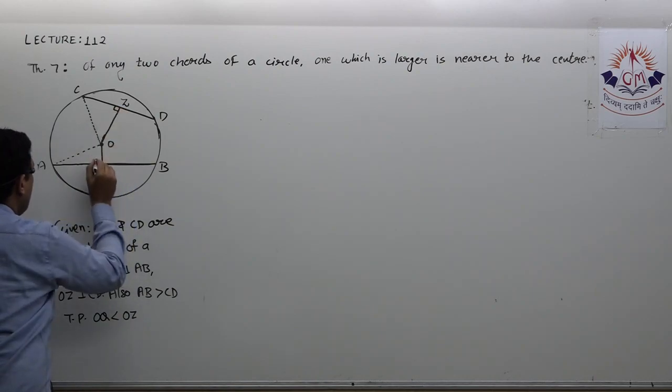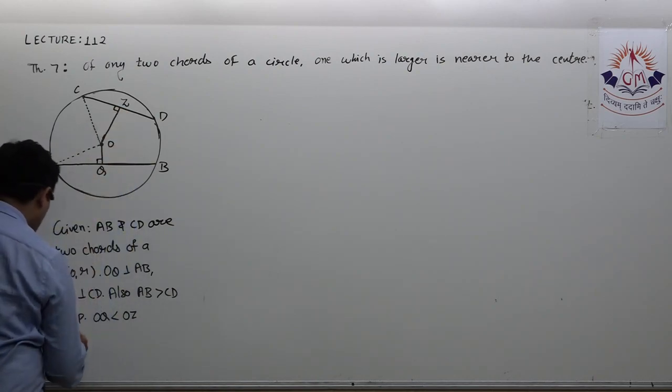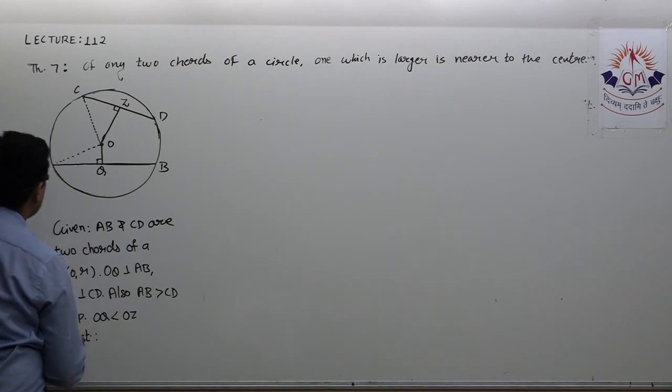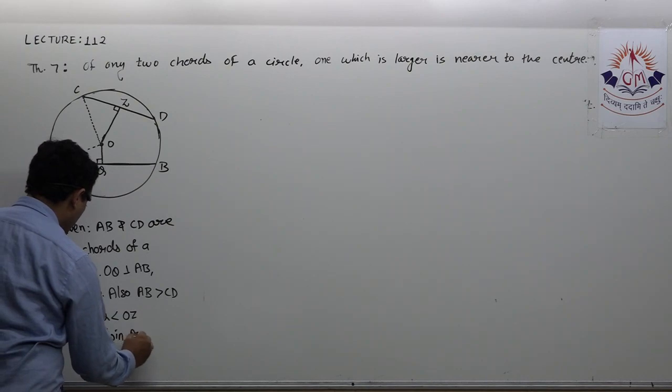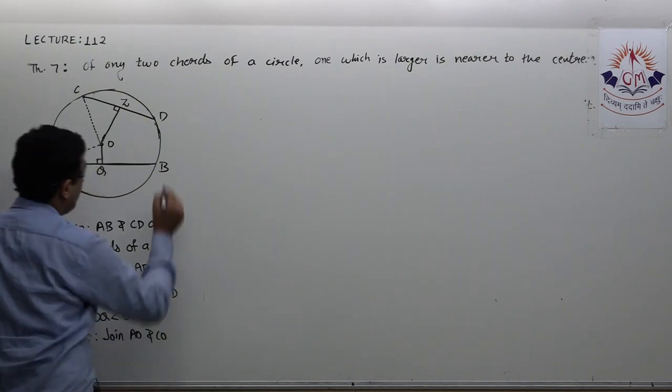This is 90 degrees and this angle is also 90 degrees. Now a small construction is required. Join AO and CO.